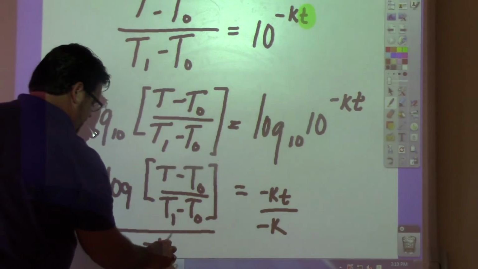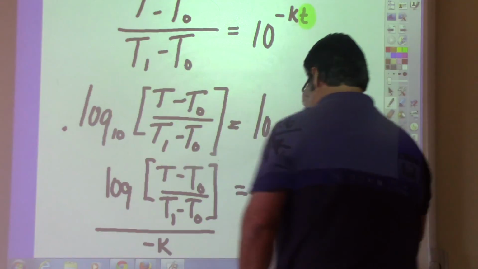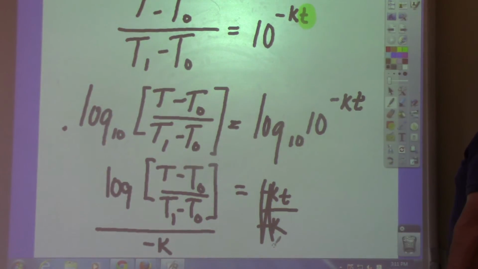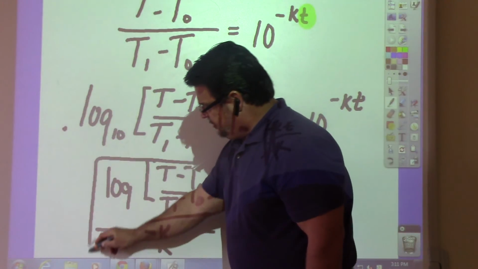Now how do you get rid of multiplying by negative k? Divide by negative k, Hubert. That's right, class. So t is equal to all that trash.